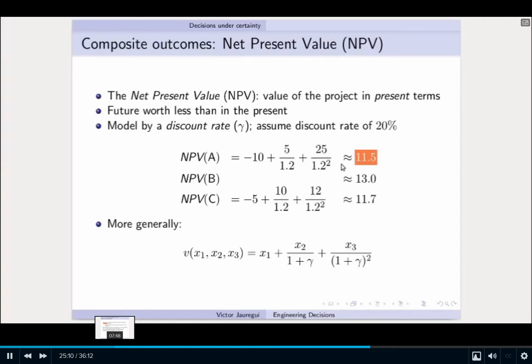Now again, let me emphasize here that there is no uncertainty in this problem, right? Or there is maybe a little bit of uncertainty in how we arrive at a discount rate, which sort of hides some of the uncertainty, but there is essentially no uncertainty in this problem. But there is a little bit of calculation required before we can know exactly the value of each of the possible actions A, B, and C.